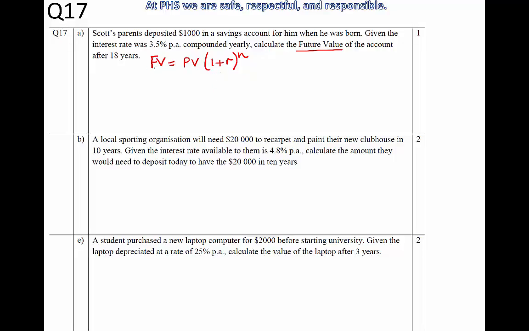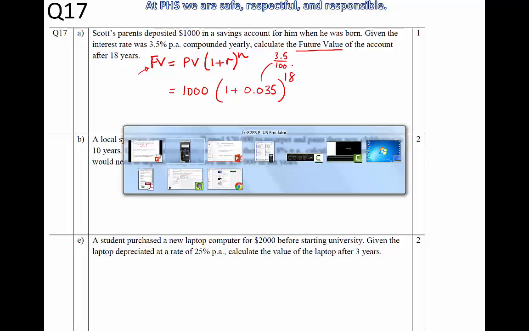Okay, so we don't know what FV is, we want to find that. So its present value was 1,000. 1 plus, now the rate needs to go in as a decimal. And it's happening over 18 years. Now the rate, you could also write that as a fraction. And remember with percentages, it's how you like to do it, okay? So if you remember it a particular way, do it that way. All right, so let's calculate that.